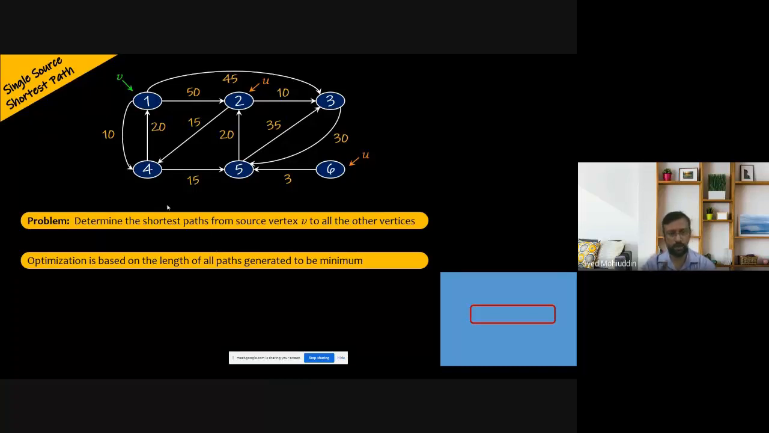So remember, in the knapsack problem, the optimization criteria was maximization. It was a maximization problem. The criteria there was the maximum of the profit. Job sequencing with deadlines also was a maximization problem. The criteria there is to maximize the profit we achieve in completing the jobs within their deadlines. But this problem is a minimization problem. So the optimization is based on the cost or the length of the paths generated to be minimum.